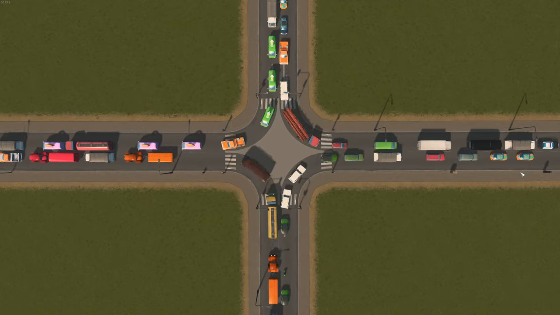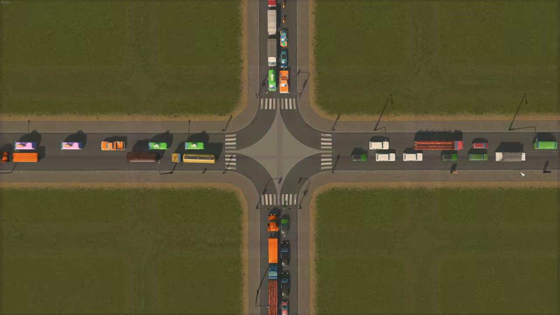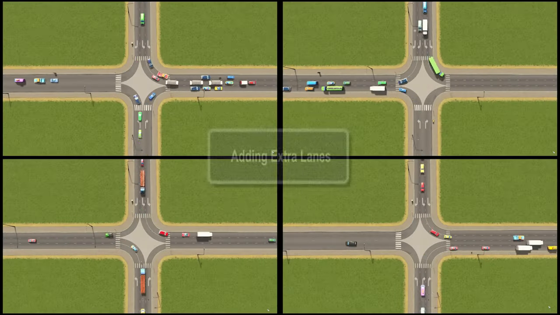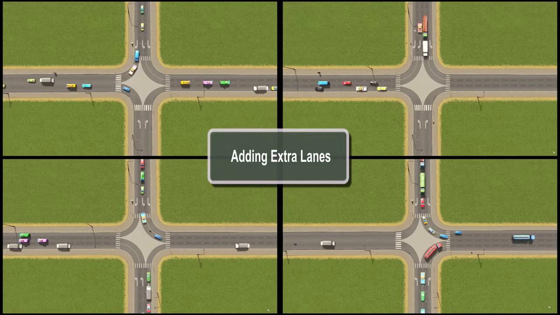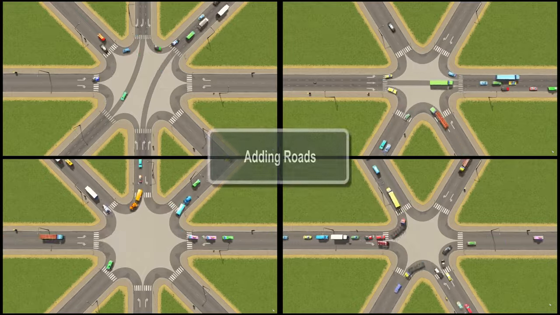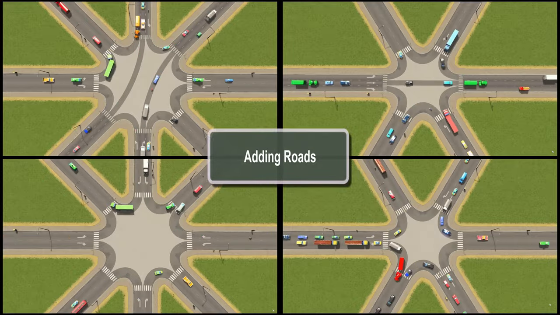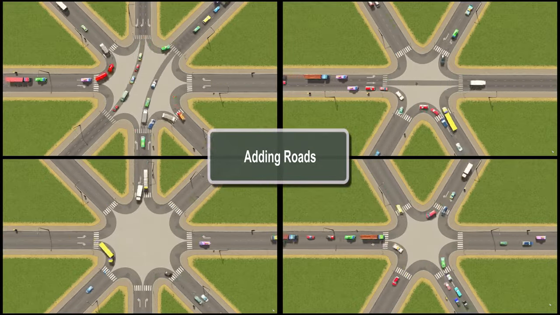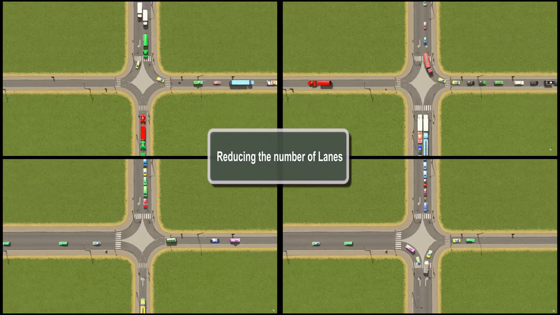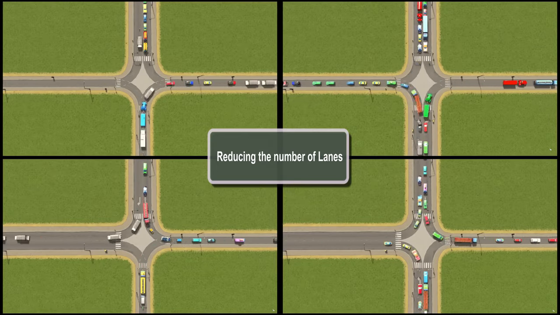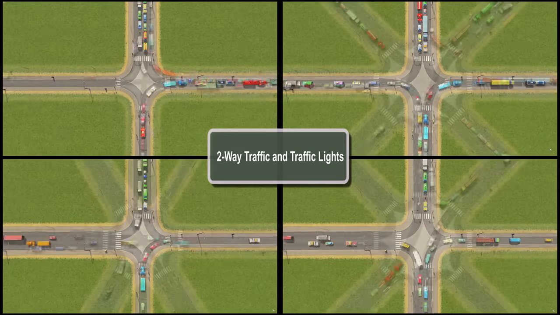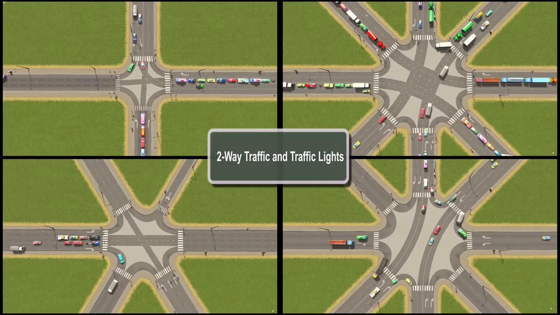So what are some of the variations I'm going to look at today? We can do things like adding extra lanes. We can add extra roads. We can also reduce the number of lanes. We can also mix in some two-way traffic and add in limited traffic lights.